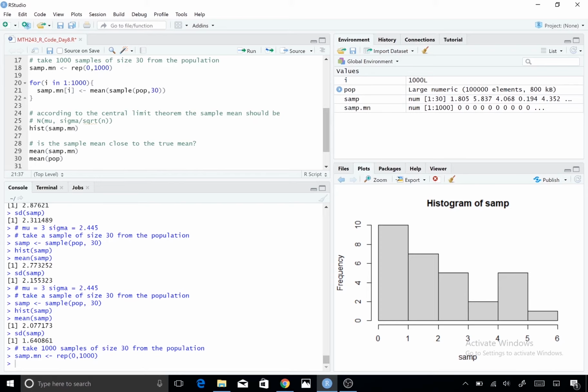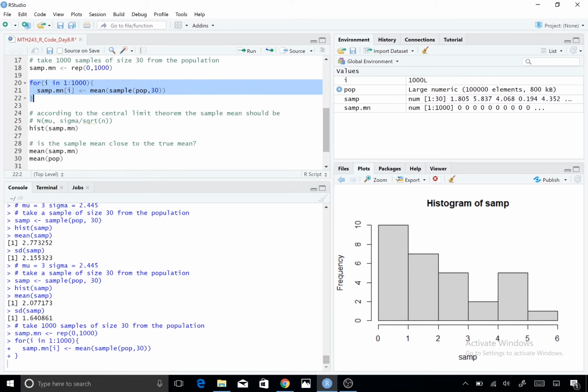This is a simple loop. I take a sample from pop of size 30. I find the mean of that sample and I store it in the ith position of samp_mn. So at first, samp_mn is 1,000 zeros, but for each iteration of the loop, that is, for each of the 1,000 times that this loop runs, the zero gets replaced by a sample mean. And at the end, I have 1,000 sample means. I took 1,000 different samples of size 30 and collected their means.